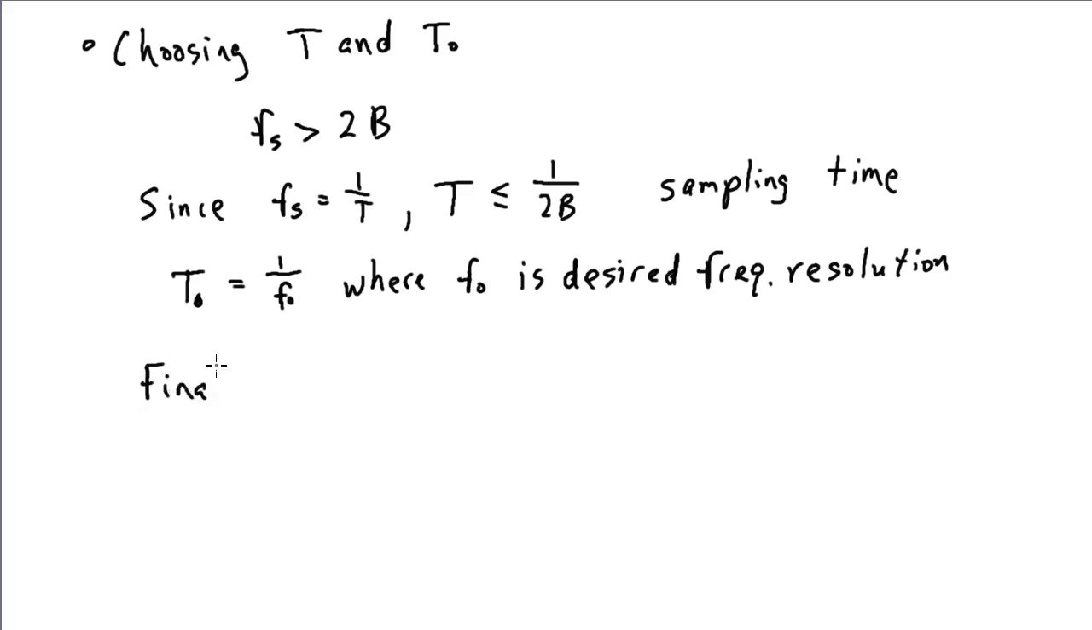Finally, we have this relationship for the number of samples that would be gathered. It's the total time duration over which I'm gathering samples divided by my sampling interval. So this determines the limit, the number of samples I'll have in both the time domain and also in the frequency domain. And we indicate that with the variable N0.